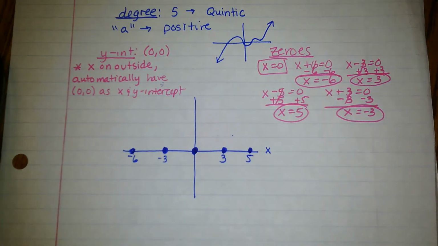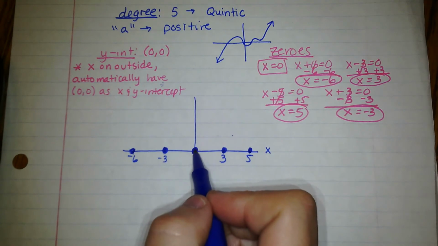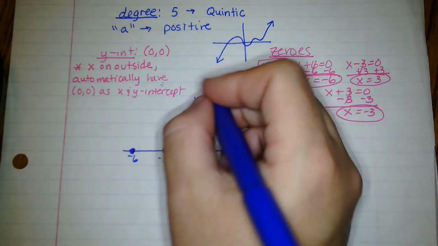So we don't have to do anything else. You can only have one y-intercept. So if your x is at 0, that's the only spot it can be at on the y.